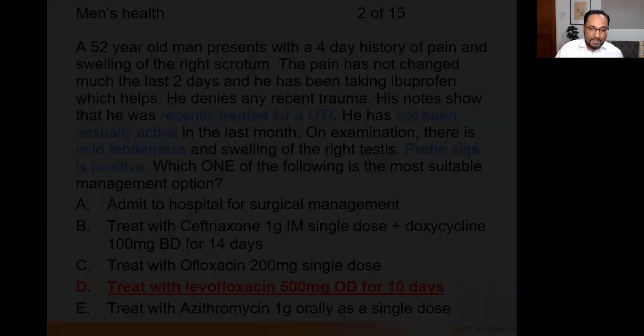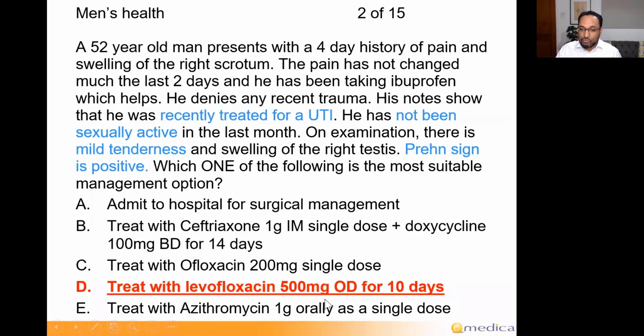So the correct answer is D. Levofloxacin, 400 milligrams once daily for 10 days, okay? Why? Because they're more likely to have epididymitis secondary to this recent UTI. It's unlikely to be in relation to an STI. Whereas if you thought it was, for example, ceftriaxone and doxycycline, this would be what you treat with if you thought it could be chlamydia and gonorrhea, okay?